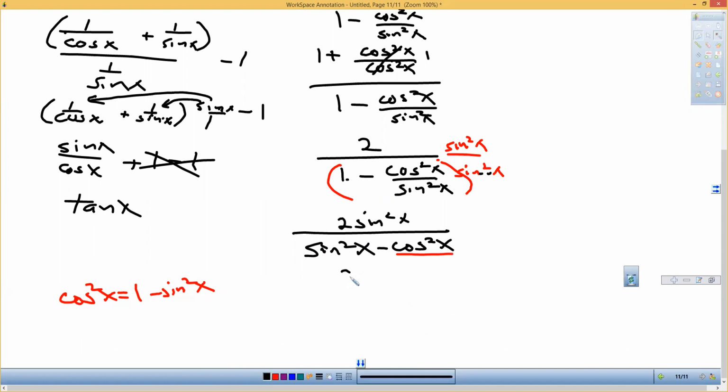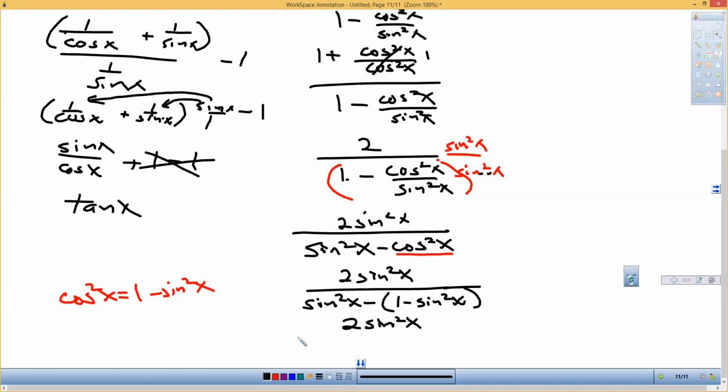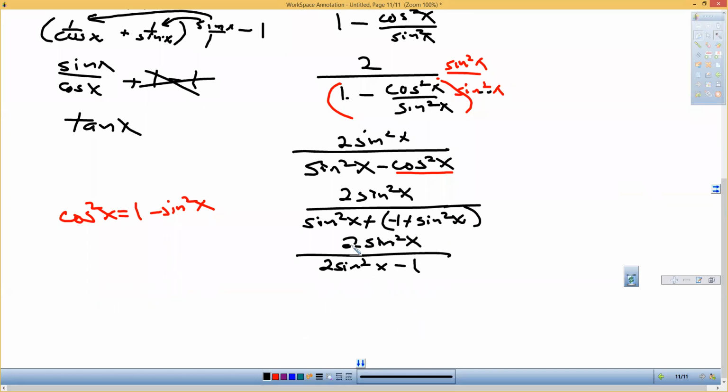I'm going to put that in there for that cosine squared x. So when I do that, I get 2 sine squared x on top. And on the bottom, I still have this sine squared x, and I got a minus, and then in place of that cosine, I'm going to stick this 1 minus sine squared in there. I don't know if it's going to help me or not. It doesn't really look like it's going to do much for me, but let's see what we get out of this. So I still have that on top, then I distribute this, and I get a negative and a positive. So let's see, that's going to be 2 sine squared x minus 1. What can I do with this?